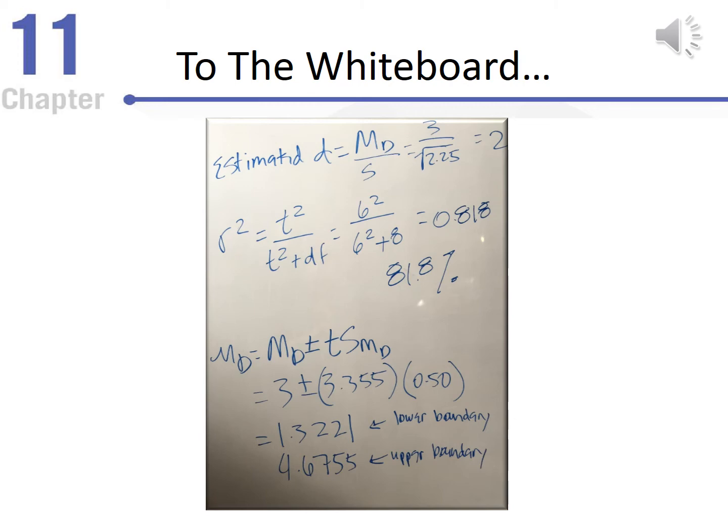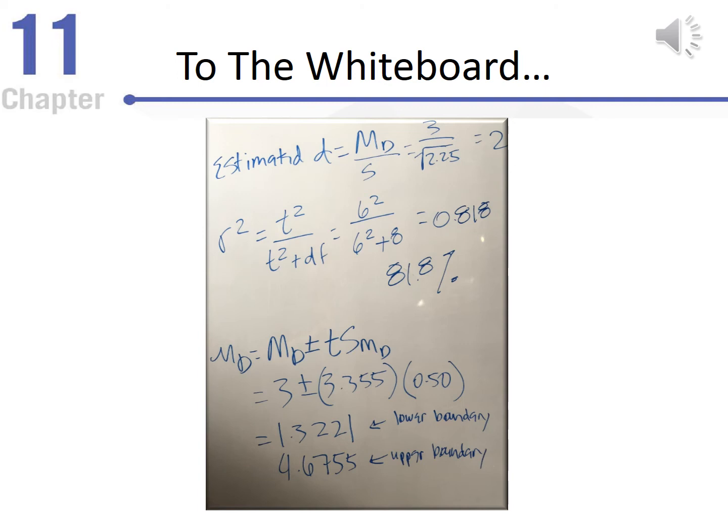It just so happens that in this case I did choose the 99% confidence interval, and so when you do the substitution, our mean difference was 3. That t value that we found for the 99% confidence interval with the degrees of freedom of 8 is 3.355 times the estimated standard error, which was 0.5. And so when you do the lower boundary, that is 3 minus 3.355 times 0.5, you get a value of 1.3221 for the lower boundary. And when you do the upper end, that is 3 plus 3.355 times 0.5, you get a value of 4.6755 for the upper boundary.